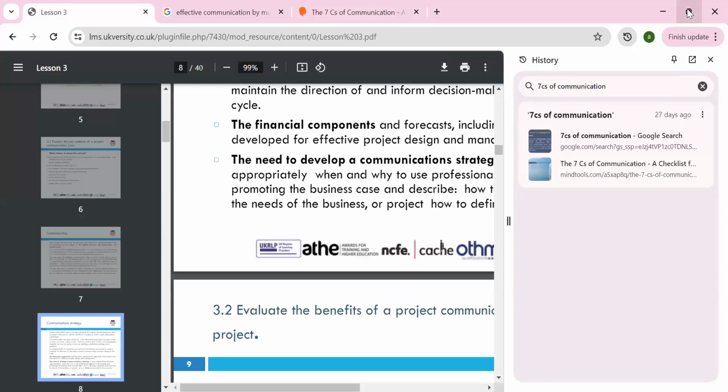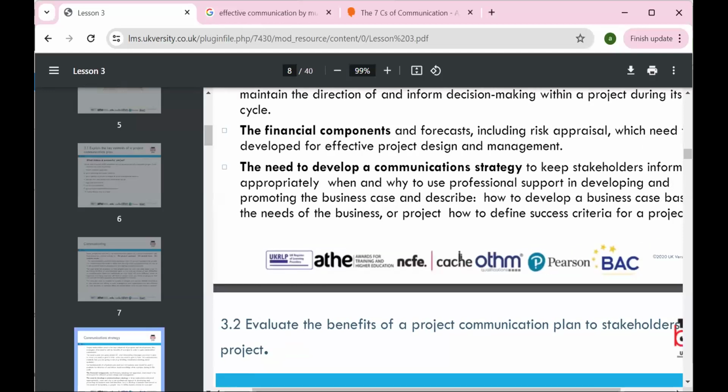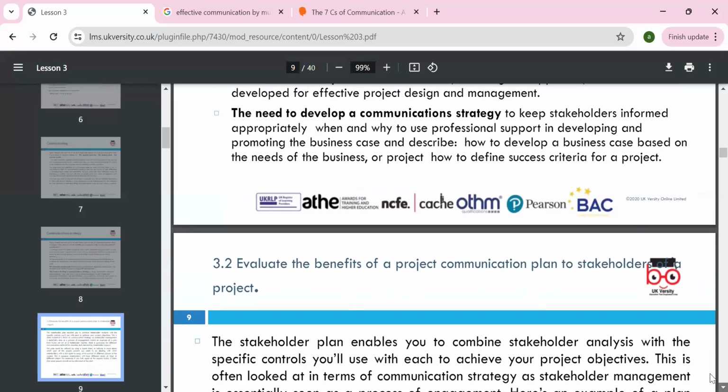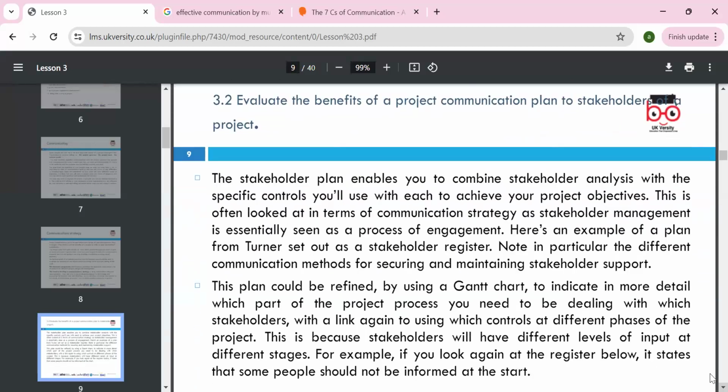Evaluate. Okay, so guys, next we're looking at 3.2 assessment criteria, which is to evaluate the benefit of effective project communication. If you have effective communication, what benefit can it bring towards the project and the stakeholders? The stakeholder plan is enabling the stakeholder analysis, which specifies the control each has to achieve the project objective.